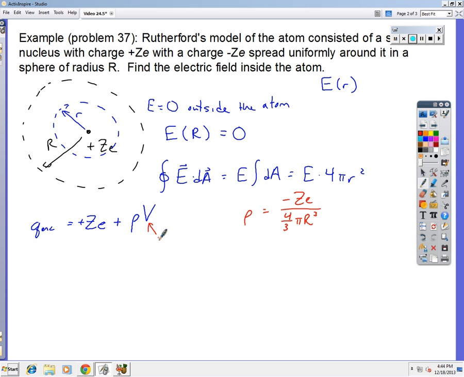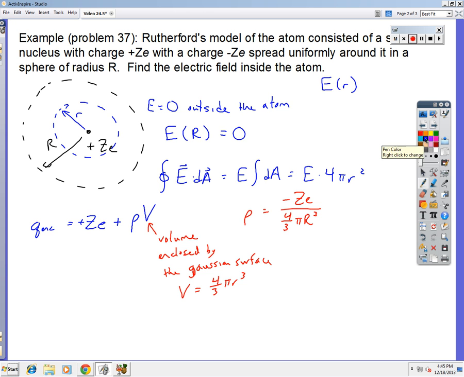But notice this is the volume enclosed by the Gaussian surface. And so that volume is equal to 4/3 pi times little r cubed.